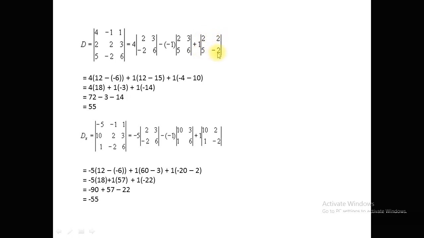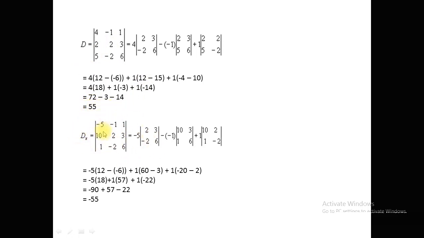Now to find the determinant of this 2 by 2 matrix: 2 times 6 is 12, minus 2 multiplied by minus 2, which is minus minus plus, 3 times 5 is 15, so 12 minus 15, and then 2 times minus 2 is minus 4, 2 times 5 is 10. After simplification we get the coefficient matrix determinant D is 55.